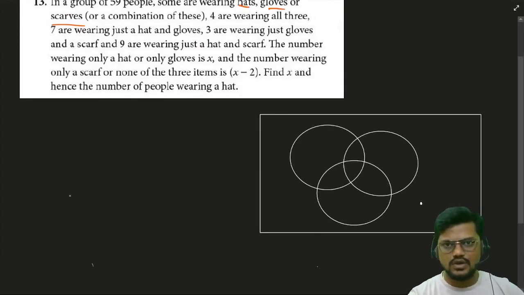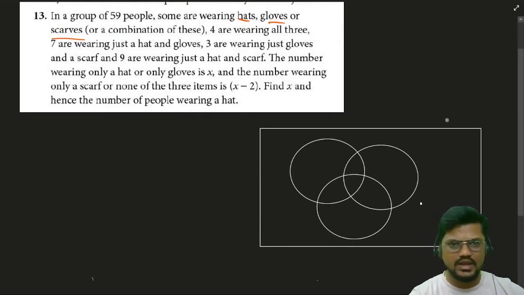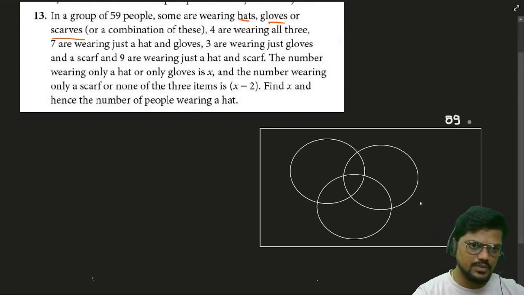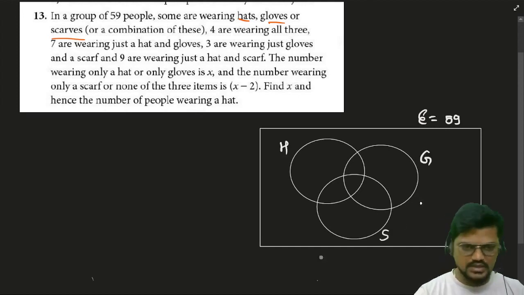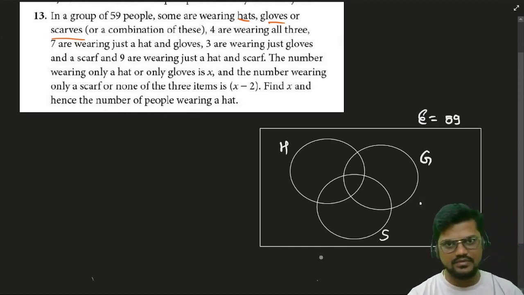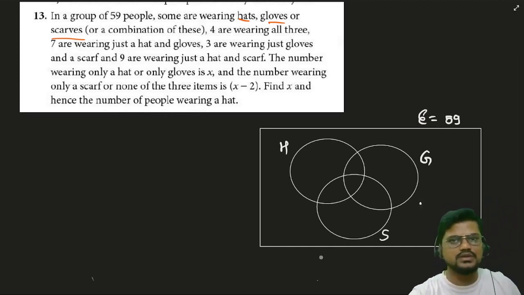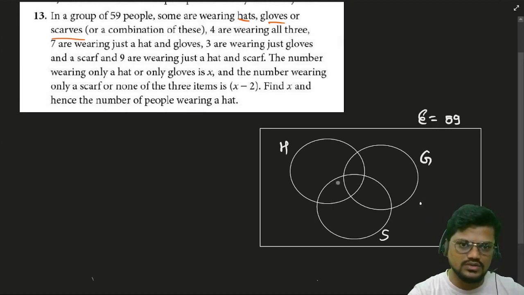Now what they have given is a group of 59 people. So there are in total 59 people. That is, your universal set has 59 people. Suppose these are the people who are wearing hats, these are the people who are wearing gloves, and these are the people who are wearing scarves. Some are wearing hats, gloves or scarves or a combination of these. 4 are wearing all three, so this is 4.